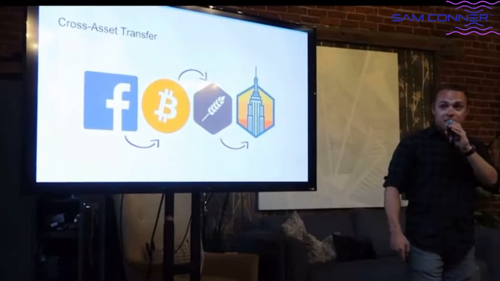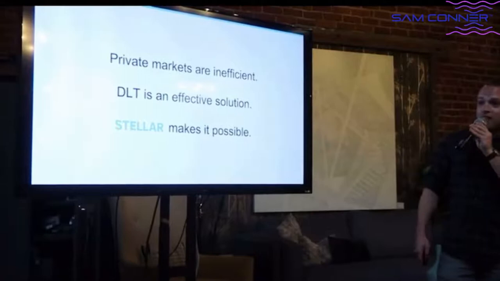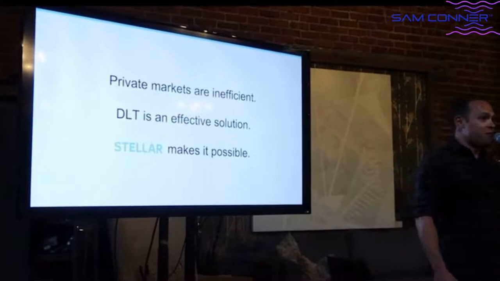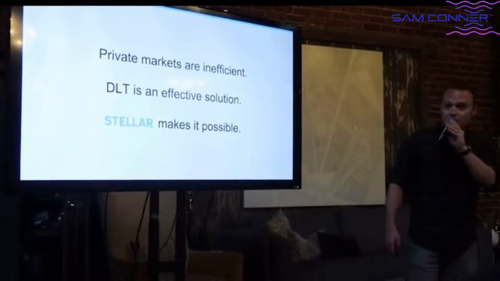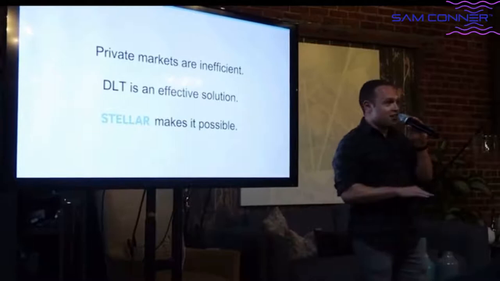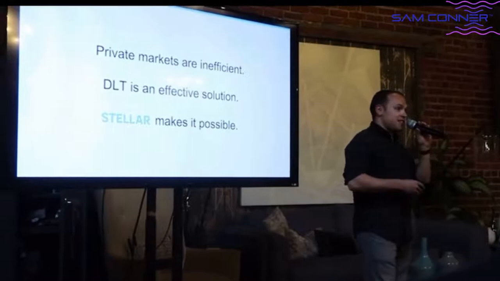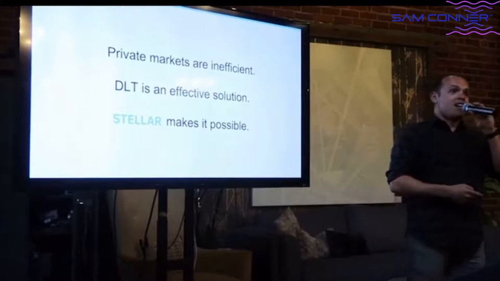And so the thoughts that I'd like to leave you with here are that there's a lot of inefficiency in private markets, and distributed ledger technology is a very good solution to these inefficiencies. And in particular, Stellar is the right platform to do it. But we can't do it ourselves. Stellar is an underlying infrastructure that makes this possible. But we need partners that actually onboard these assets and do all the necessary KYC and investor accreditation and all of the things that are necessary to make sure that this is all compliant with today's securities regulations.